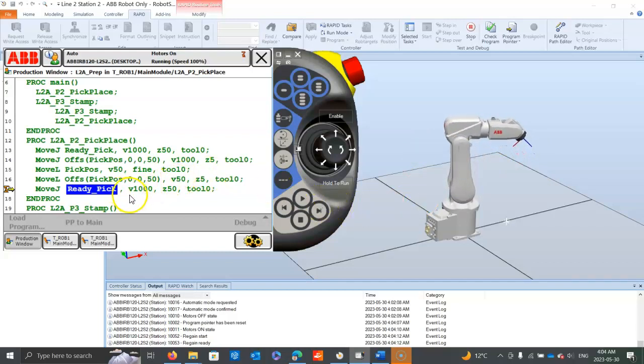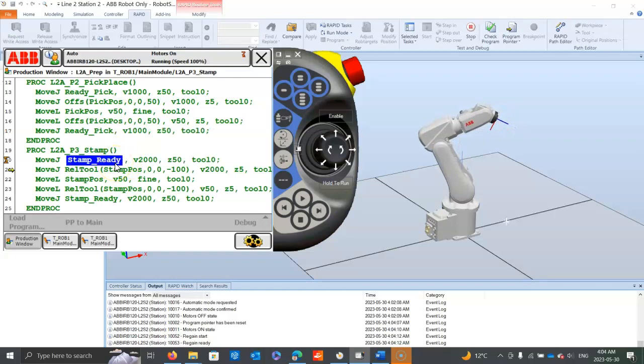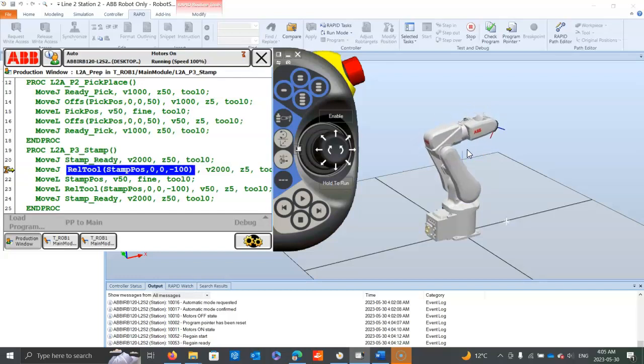As soon as this is completed, it moves to the stamping subroutine here. So it is moving to the stamp ready position of the stamping process, and now it is taking the part to the approach position of the stamping station using joint move.